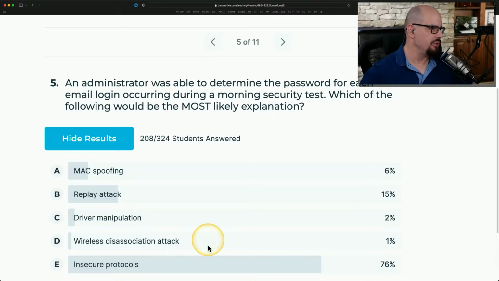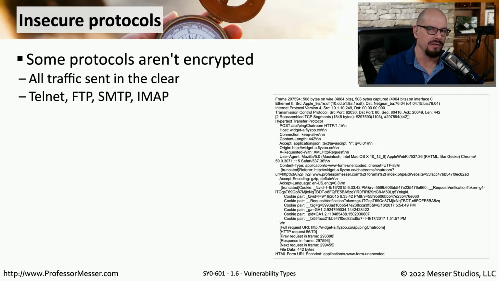If I had to choose from this list as to what the most likely explanation would be, then I would have to choose an insecure protocol. How do you get access to every single user that logged into email during a certain time frame? That should never, never, never happen. That should be extremely difficult to make something like that happen. So that's why it has to be a case where you're able to easily gain access to all of these passwords.